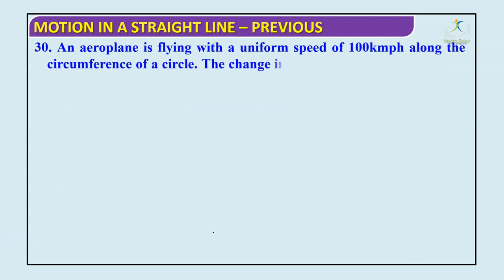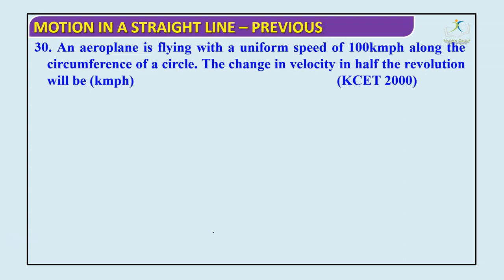Next question is, an aeroplane is flying with a uniform speed of 100 km per hour along the circumference of a circle. The change in the velocity in half of the revolution will be, we have to calculate this in kilometer per hour. This question was asked in KCET in 2000.